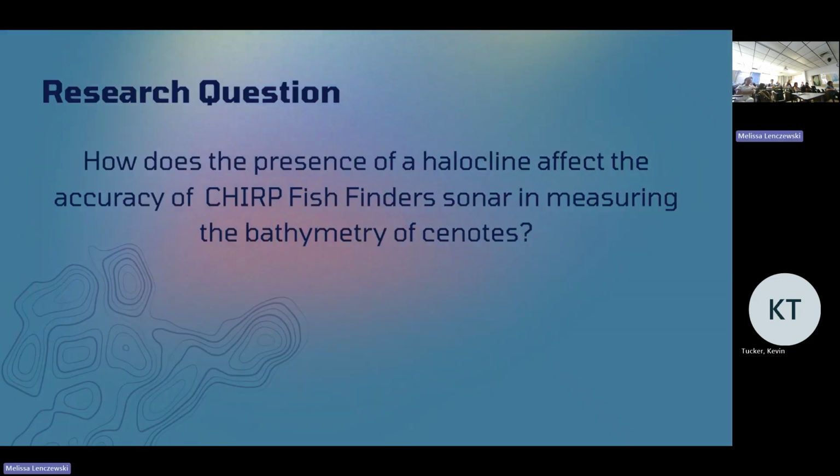My research question: how does the presence of a halocline affect the accuracy of chirp fish finder sonar in measuring the bathymetry of cenotes?